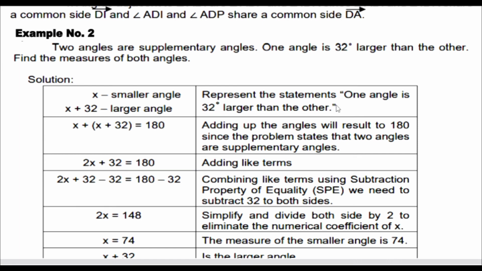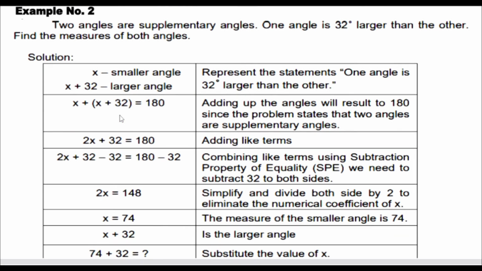First, represent the statements. One angle is 32 larger than the other. So we can use a variable to determine the smaller angle. For example, we have x for the smaller angle. And since it said that one angle is 32 larger than the other, that means you will add 32 to the smaller one. This will be x plus 32. This is the larger angle.